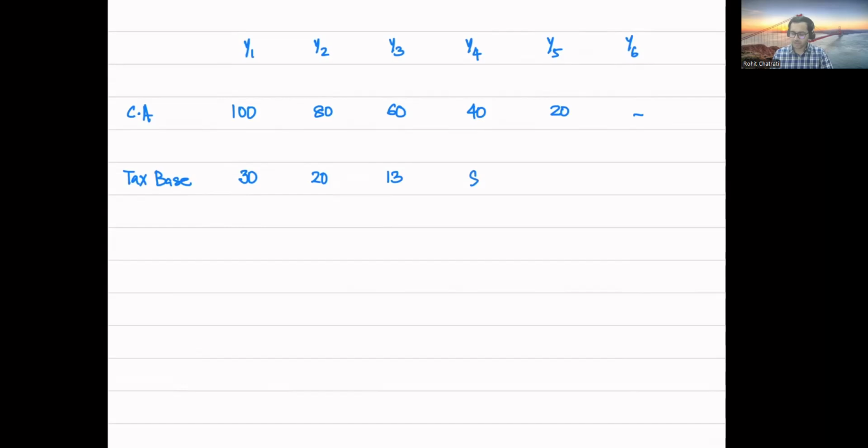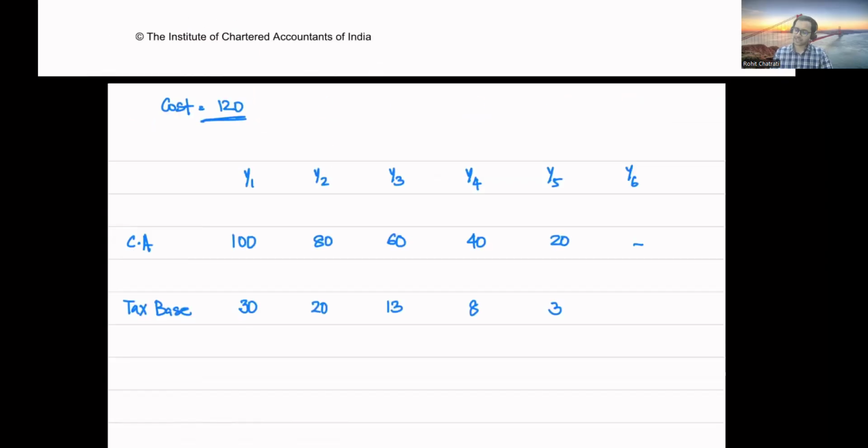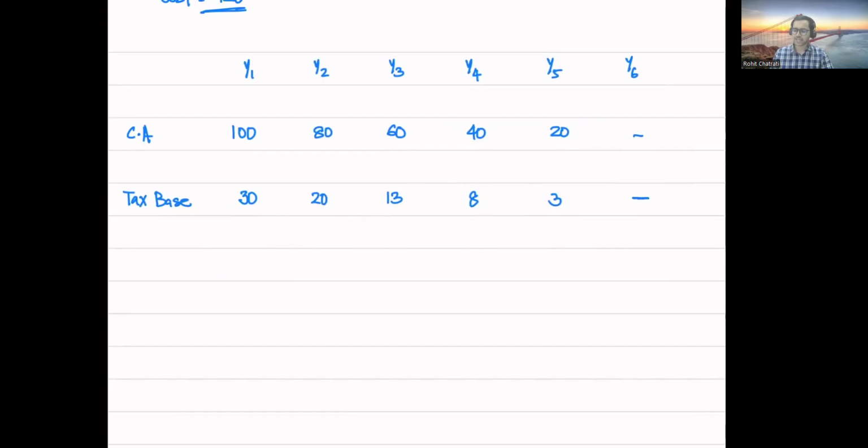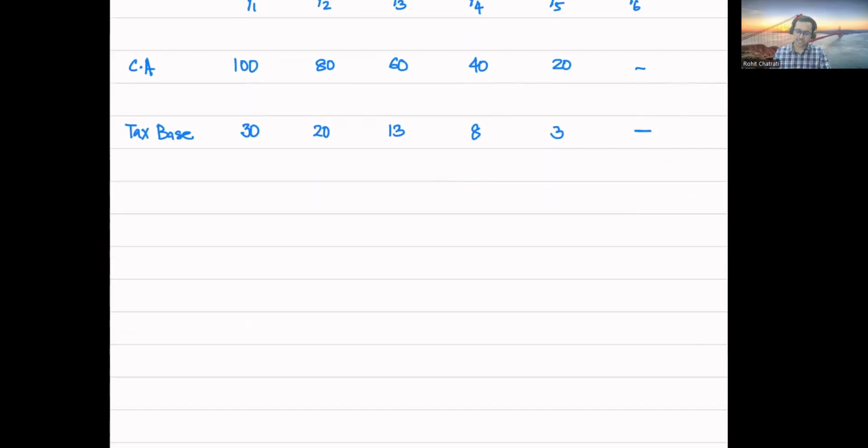So 13 will come down to 8 at the end of year 4 and it will come down to 3 at the end of year 5. Now in year 6, we have a depreciation of 3 as per tax and therefore it's coming down to 0 as at the end of year 6. The tax base asset is going to be fully depreciated in year 6 by charging a depreciation of 3, and therefore my tax base is coming down to 0.